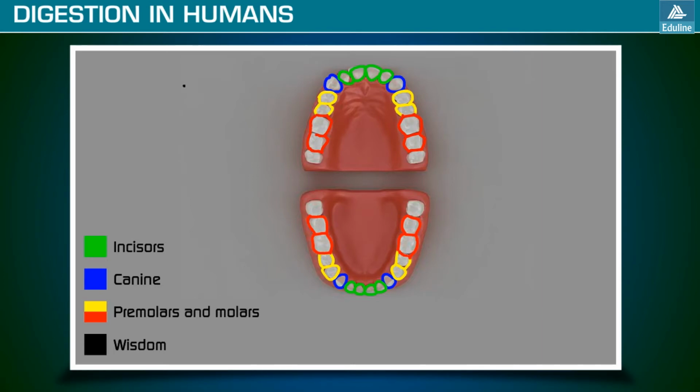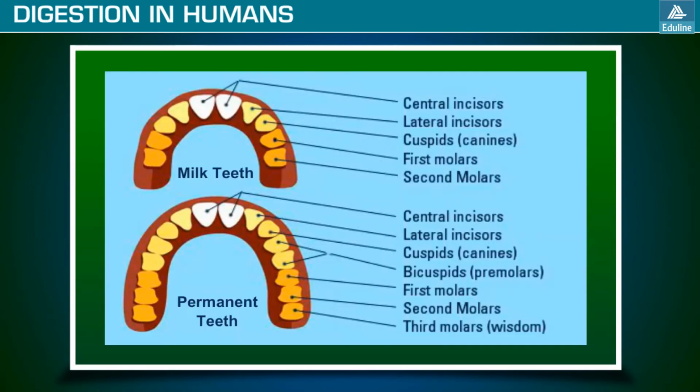Wisdom teeth usually grow between the ages of 18 and 21. The tooth is covered with a white substance called enamel. It is the hardest substance in the human body.